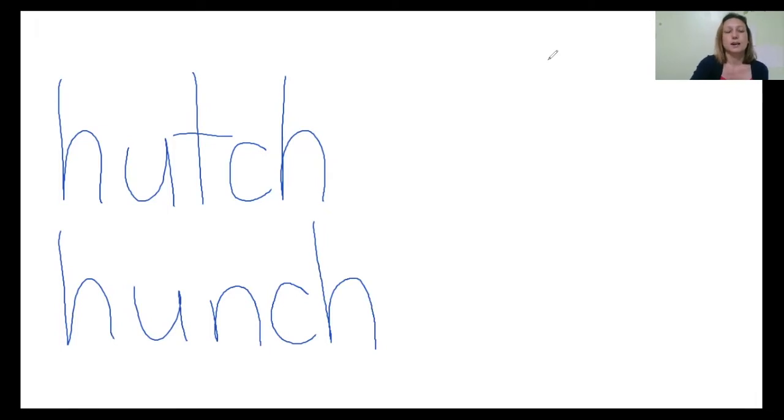Here, I have a short vowel, but I have an N after it. And then I have ch. So in hunch, I use CH because it is coming after an N. An N is not a short vowel, it is a consonant. So that's what we are going to pay careful attention to today.